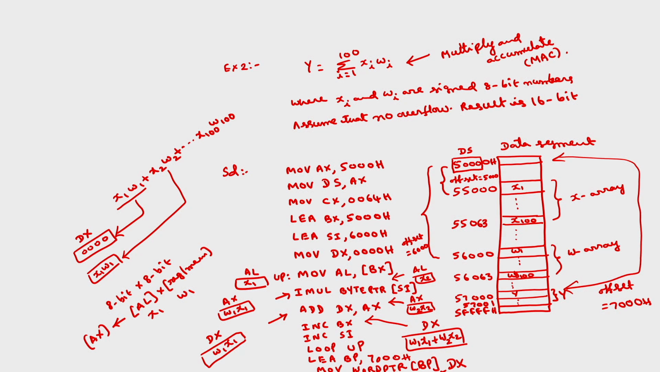So, BP has pointed to 7000, but the result is 16 bit. So, this will be stored in 57000 and 57001. Then halt.